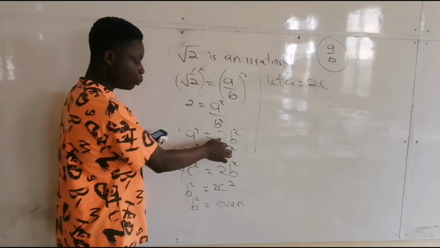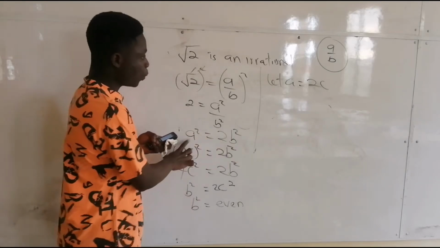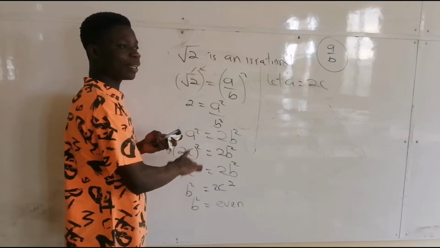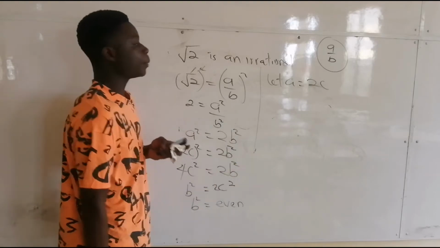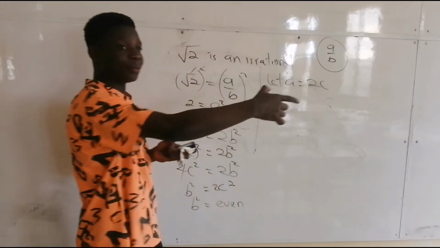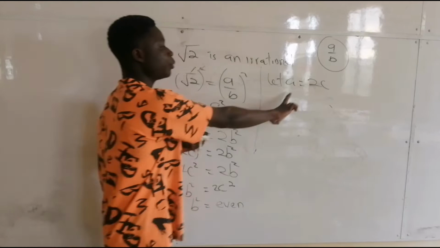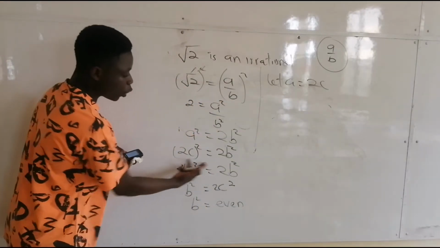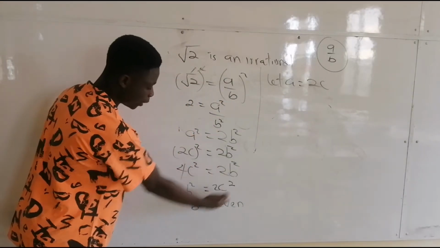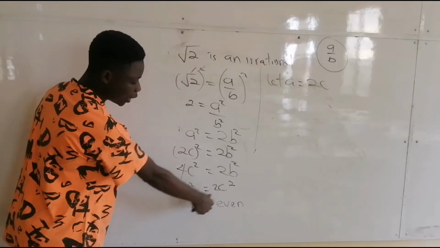Now, do this: A squared is equal to 2B squared. With this, A is an even number, therefore A squared is also an even number. Here, I'm going to make A equal to 2C. It's an assumption, right? So whenever I get this question, you're going to make it equal to 2C. And when you substitute, you're going to get 4C squared is equal to 2B squared. And when you simplify, you're going to get B squared is equal to 2C squared.